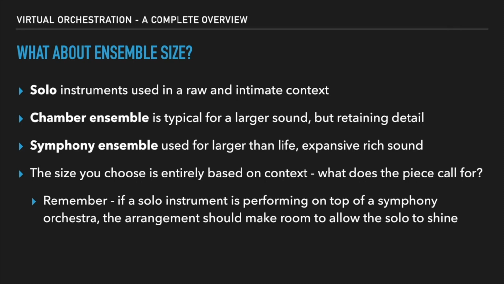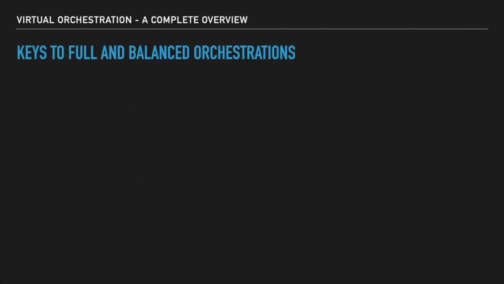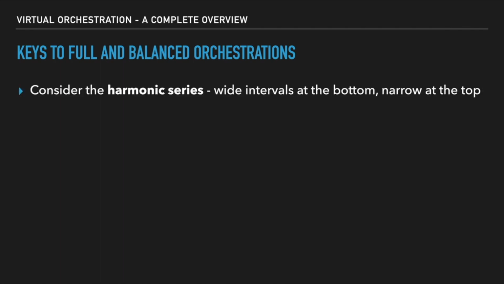So thinking from the perspective of the performers and how all the balances work together is very, very crucial as an arranger. Now, that being said, there are some keys that you can think about to create full and balanced orchestrations. Number one, and this is more of a musical one, is to think about the harmonic series.